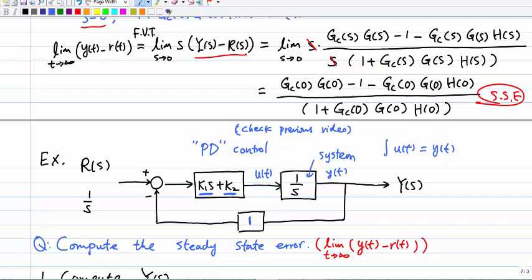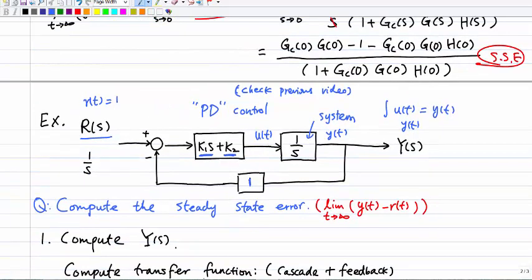So assuming that's what we have, for the input r sub s, I assume that it is 1 over s. In other words, in the time domain, r sub t is given by 1. Okay, so the input is also a step input. I want to figure out what my output y sub t is and what the steady state error is. So my goal is to compute the steady state error, which is the limit of y sub t minus r sub t as t goes to infinity.